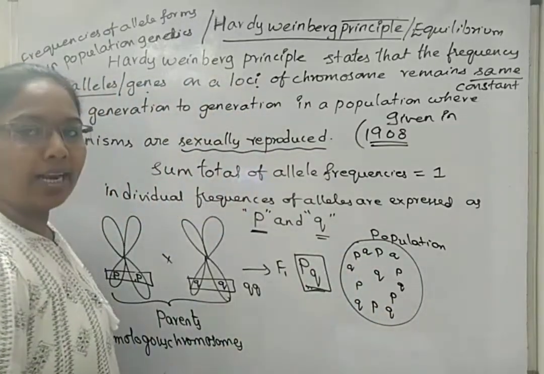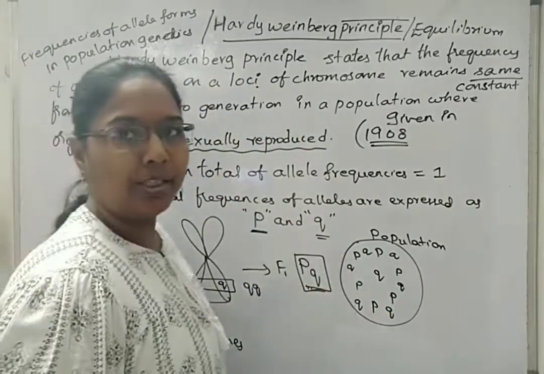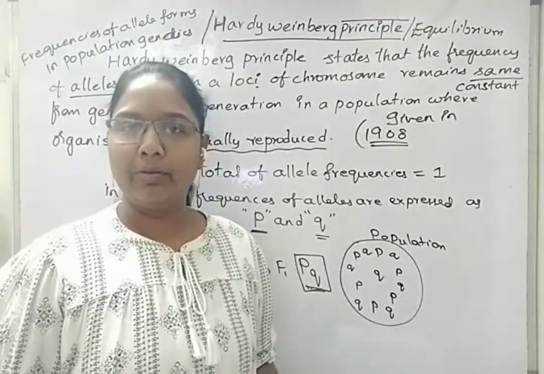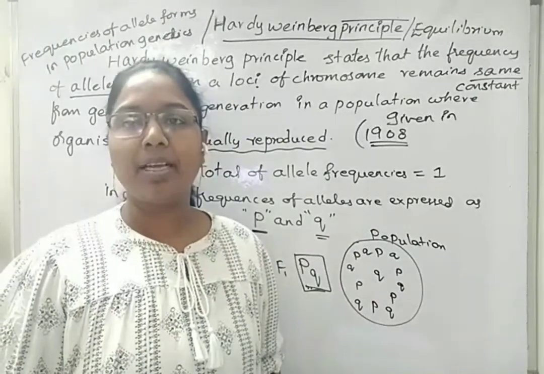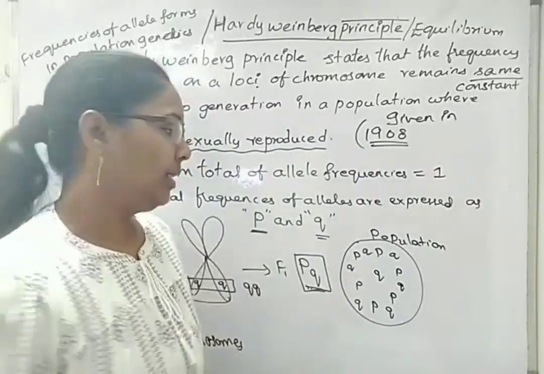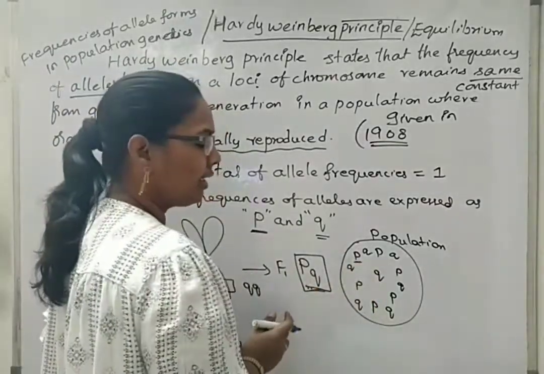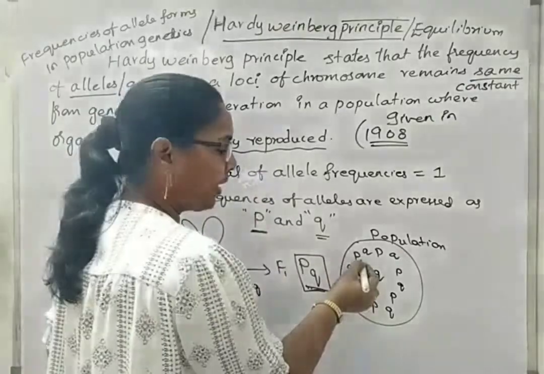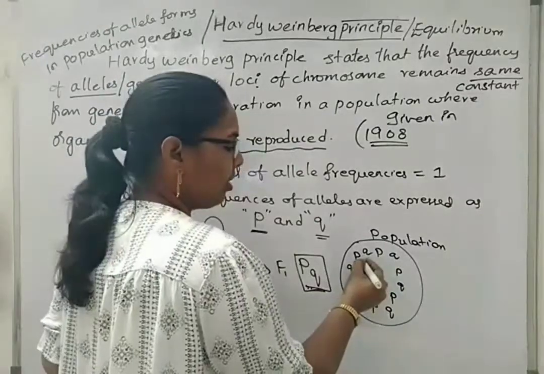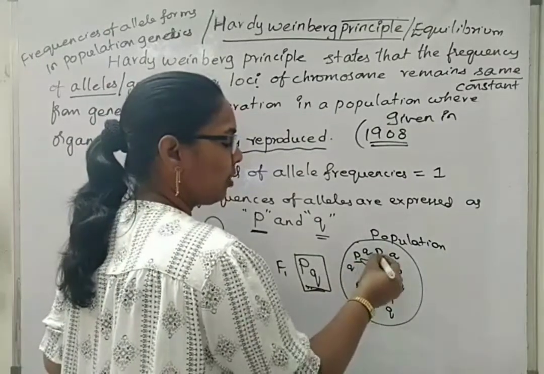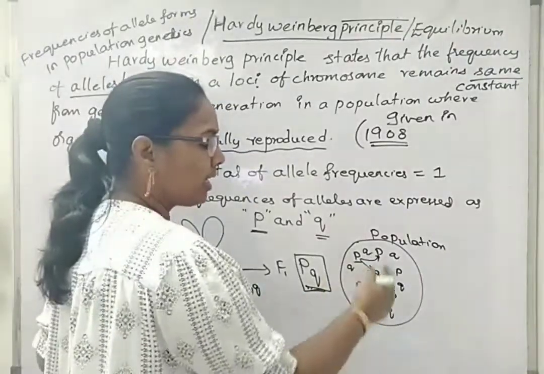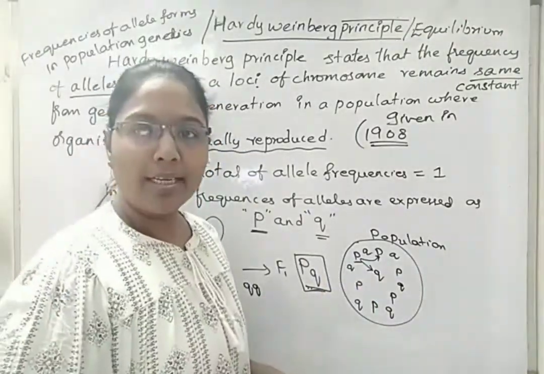There will be random mating among the population. What is meant by random mating? According to Hardy-Weinberg equilibrium, the population sample that we are taking for calculation should have random mating. Means the dominant allele containing organism should be able to mate with another recessive allele containing organism, or it can mate with another dominant allele containing organism. This type of mating is called random mating.